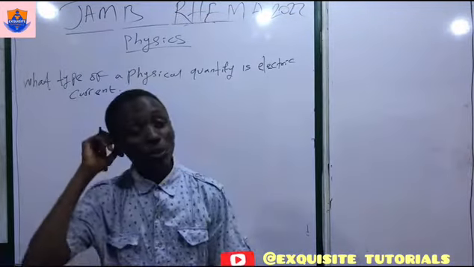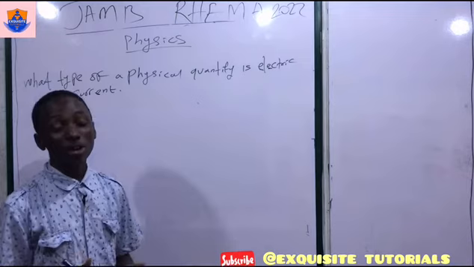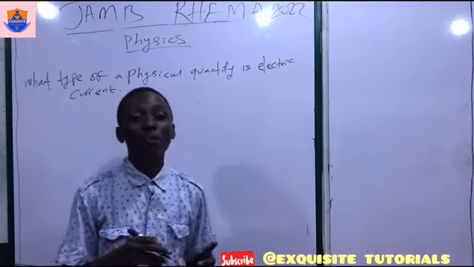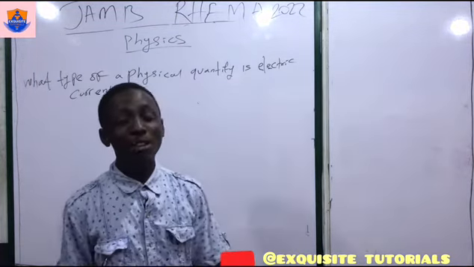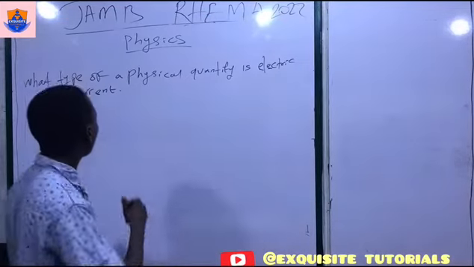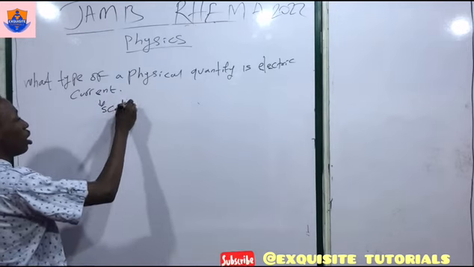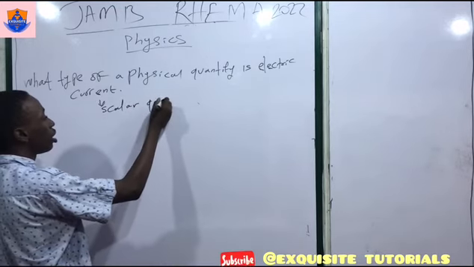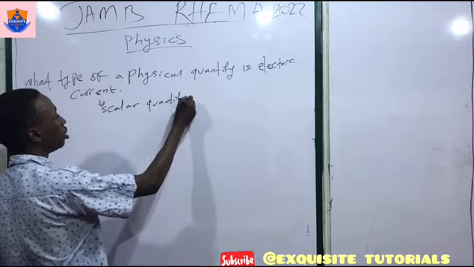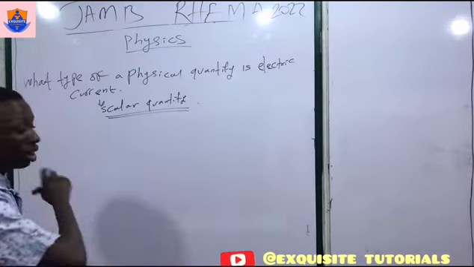Okay, we have heard of scalar quantities and we have heard of vector quantities. We know that scalar quantities are those quantities that have only magnitude but no direction, while vector quantities are those quantities that have both magnitude and direction. Electric current is a scalar quantity. So that is that for this question.